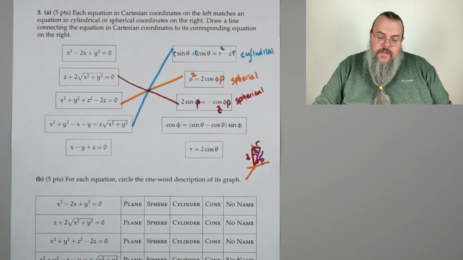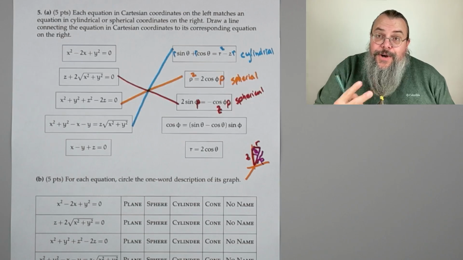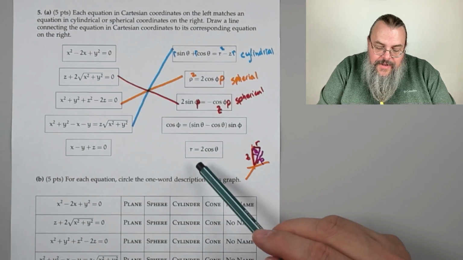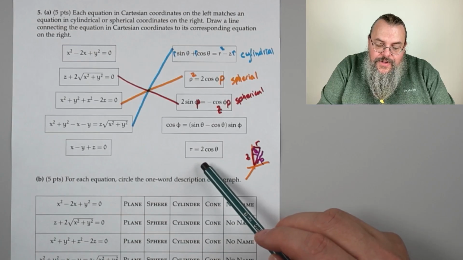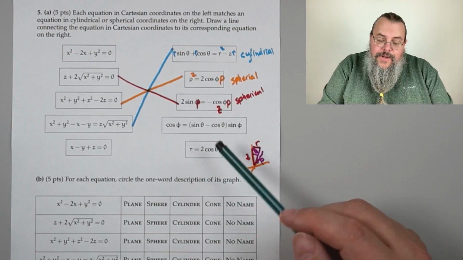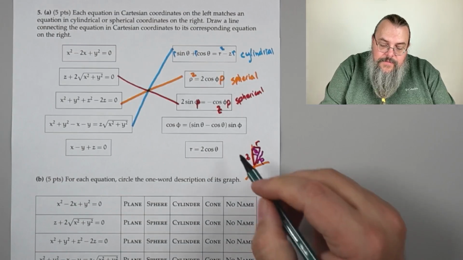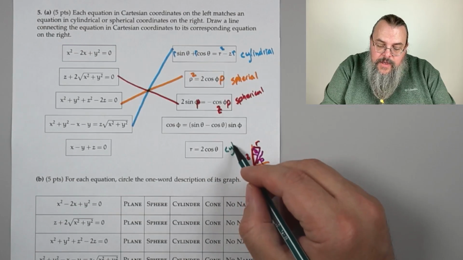All right, well, 2 to go. Maybe let's just jump ahead. R equals 2 cosine theta. Now this is great, because what's going on here? Well, what we have is cylindrical. We have r.